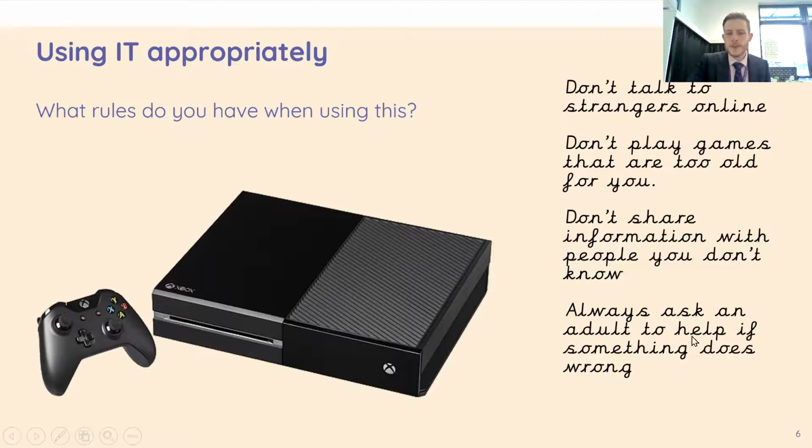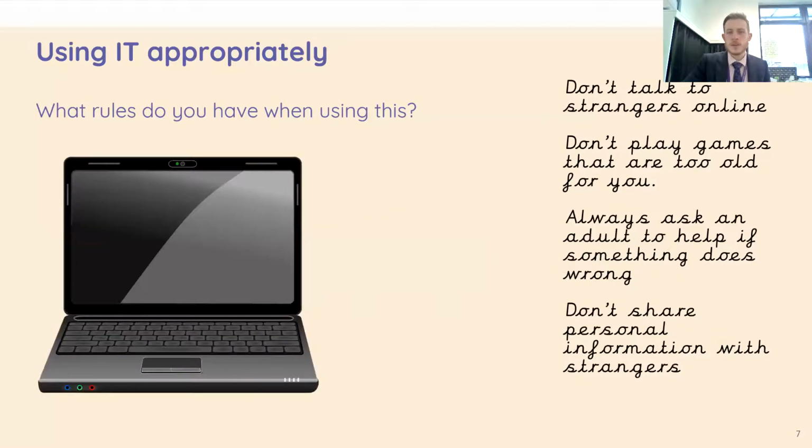You might also have, similar to the phone, asking for help if something goes wrong. Because if someone says something to you online that you are not sure about, it's stop, think, and get an adult. Okay? You've then got this one, which is very similar to the phone and the games console. You don't want to talk to people online that you don't know. You don't want to play games that are too old for you. You always need to make sure that if something goes wrong, you're asking an adult for help.